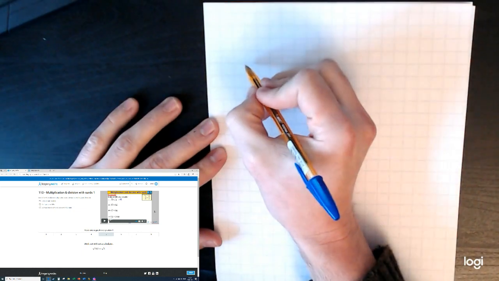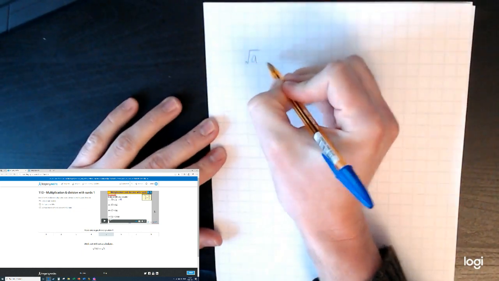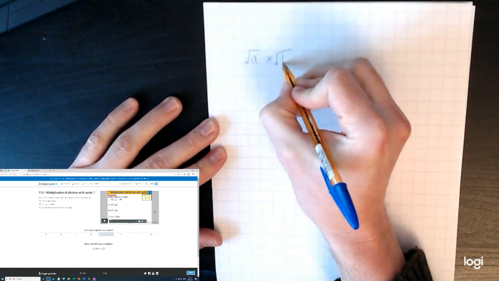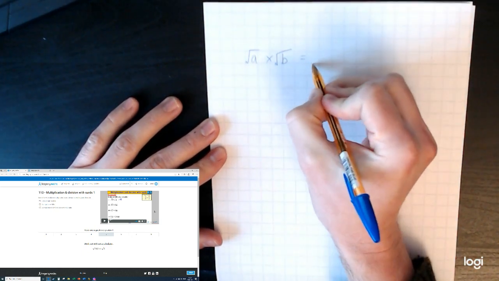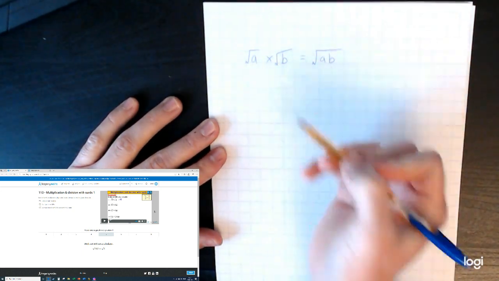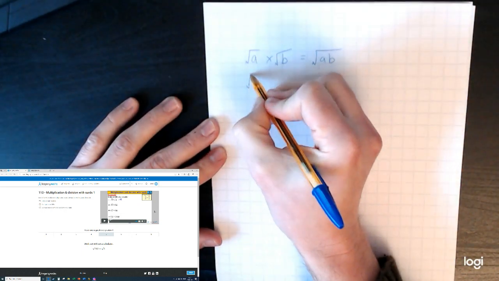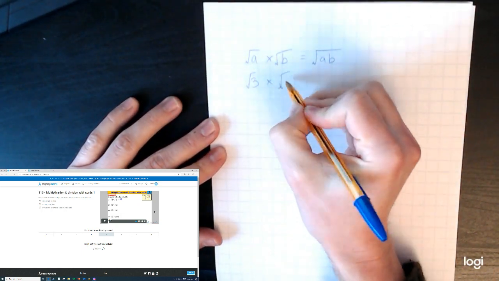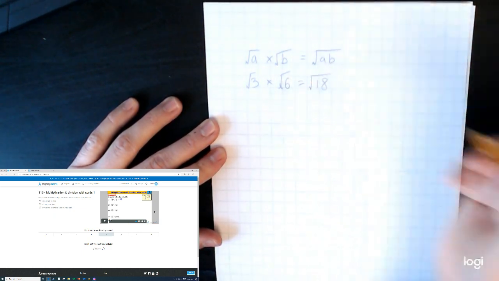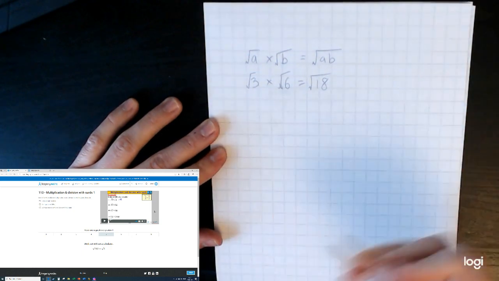Our rules of Surds basically are that root A, the root of some number, times the square root of another number is the same as the square root of the product of those numbers. So root A times root B is root of AB. In other words, if we have root 3 times root 6, then 3 times 6 is 18, so that is the same as root 18. And we can go backwards from these.